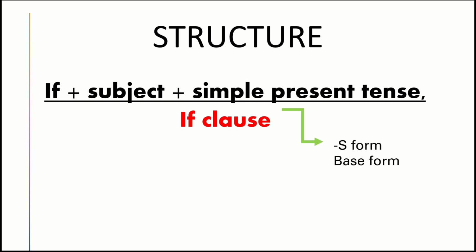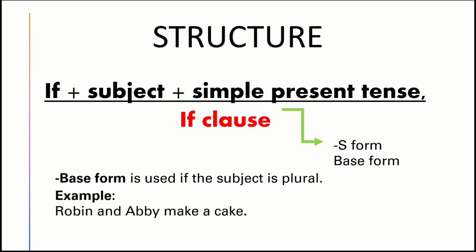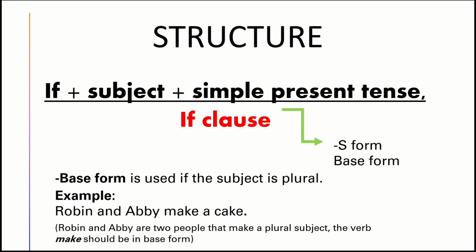Okay? So, kapag naman plural ang pinag-uusapan natin o maramihang subject, we are going to use the base form of the verb. Example, Robin and Abby make a cake. So, Robin and Abby are two people. Okay? Ang ating verb is make. So, Robin and Abby are two people that make a plural subject. Okay? And the verb make should be in the base form.